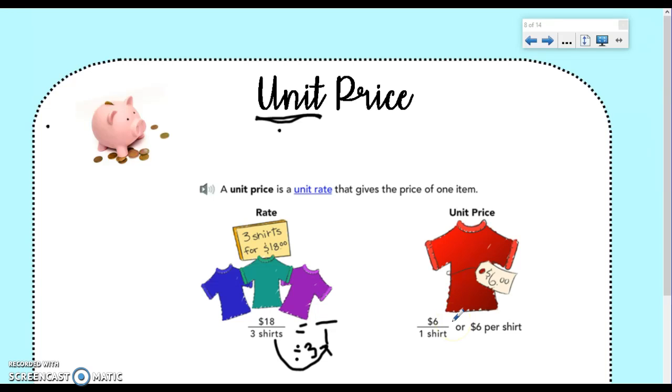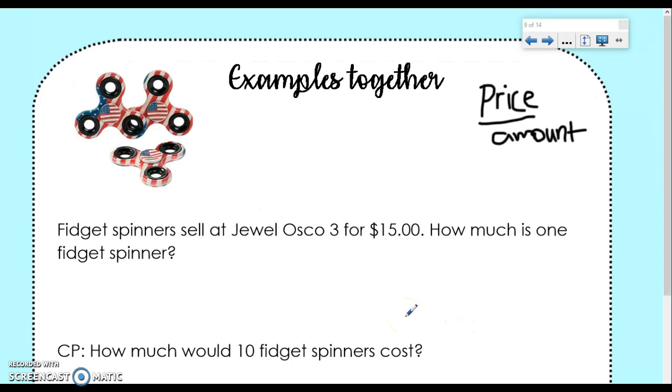If you know that the shirts at whatever store you like to shop at are $6, could you figure out how much 10 shirts would be? That's where I'm getting the price up top and the amount down below. So price over amount. It says fidget spinners sell at Jewel Osco 3 for $15. How much is one fidget spinner? My price would be $15, and that was for how many fidget spinners? That was for 3 fidget spinners.